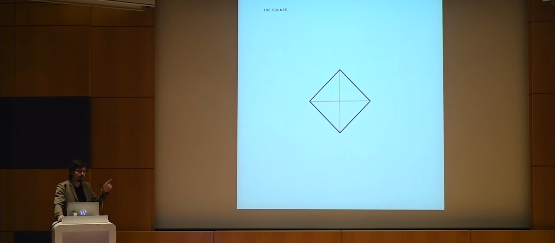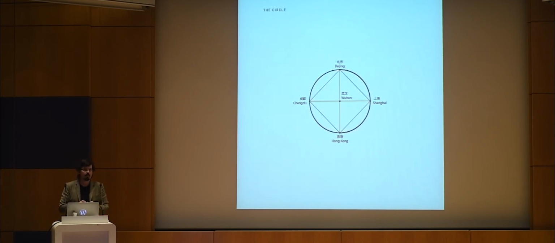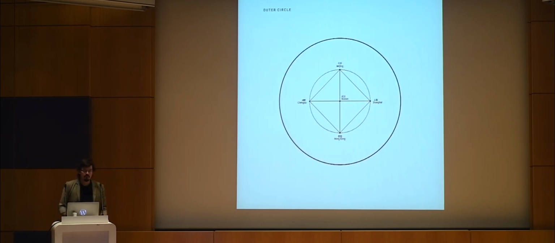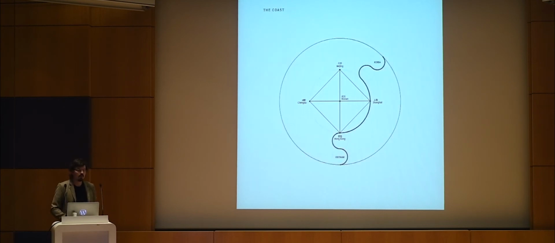Now if you link the extremities of the cross, you get a square on its tip. On that square, you have those 5 main cities. Beijing is on top, Hong Kong down, Shanghai, Chengdu, Wuhan in the center. Now you draw a circle around that square. The eastern part of the circle will give you the eastern coast of China. You draw a second circle, twice as big. In between those 2 circles, you will have one peninsula for Korea, another one for Vietnam.